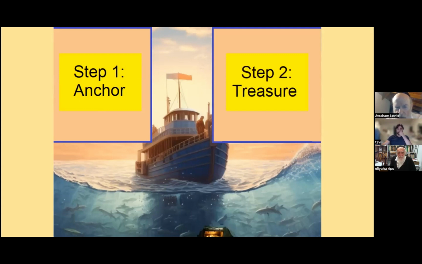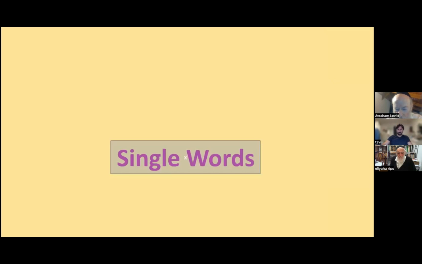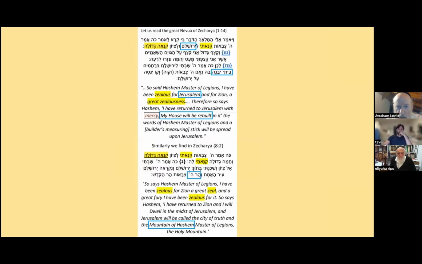Step 1 is to see where the lightning strikes. That's where we anchor. And step 2 is to find the treasure hidden below. So Tanakh words are going to act as our trigger to be our anchor. And this first example is a single Tanakh word that Rabbi Ephraim Reutman focused on in these passages from Zechariah.